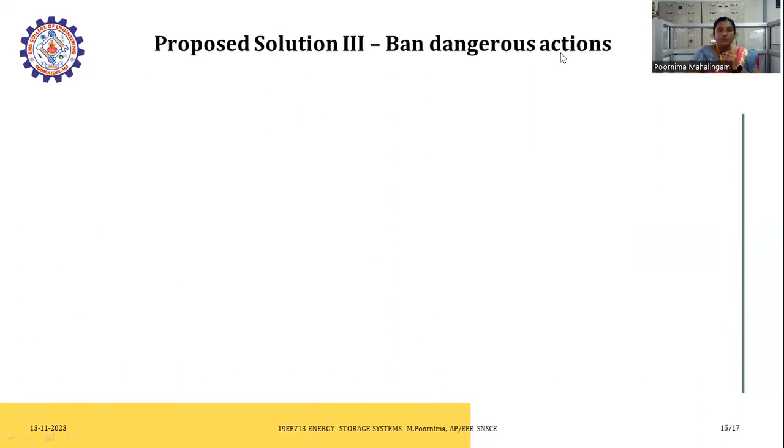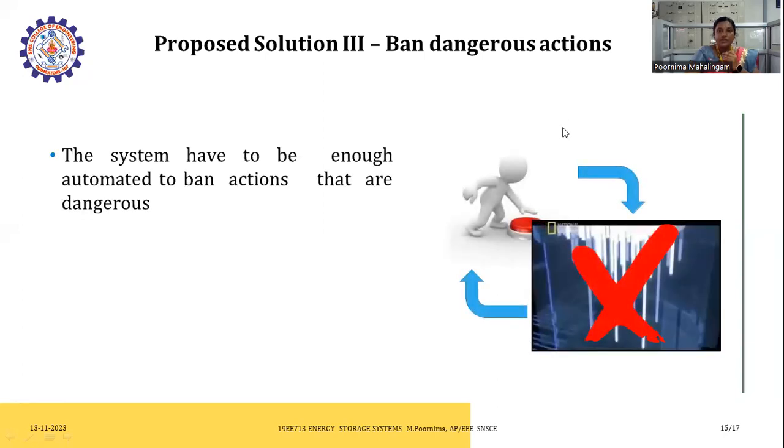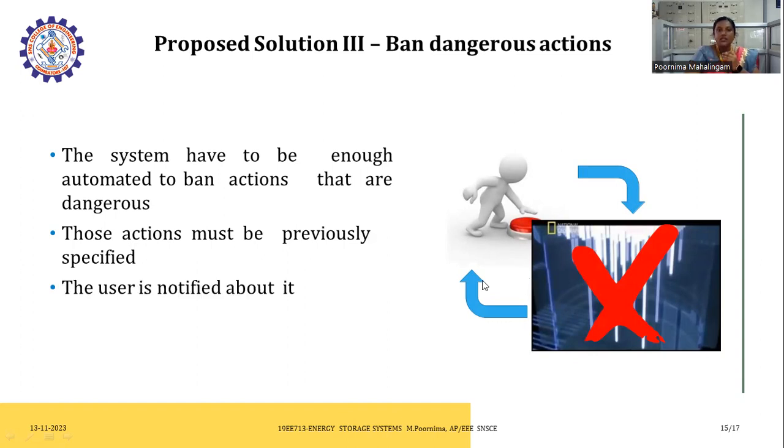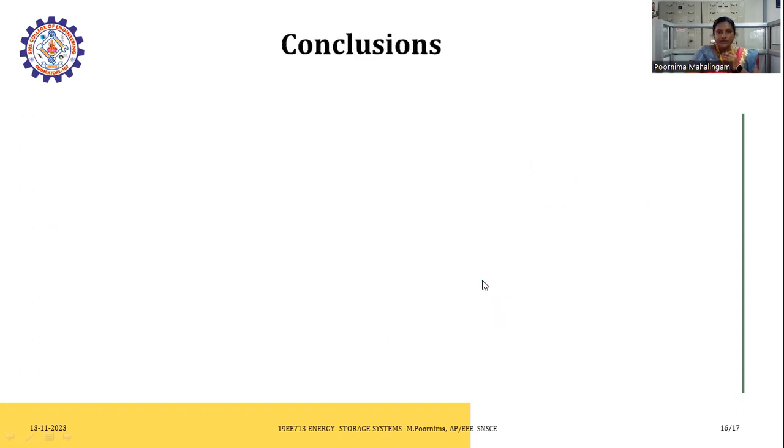And the proposed solution is to ban dangerous actions. Here we have to point out the danger. The system has to be automated enough to ban actions that are dangerous. Those actions must be previously specified, and the user is notified about it.